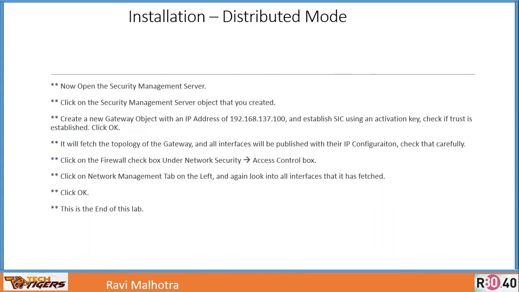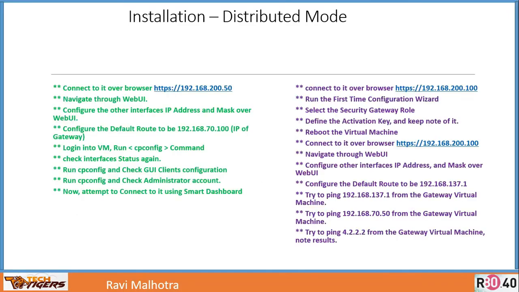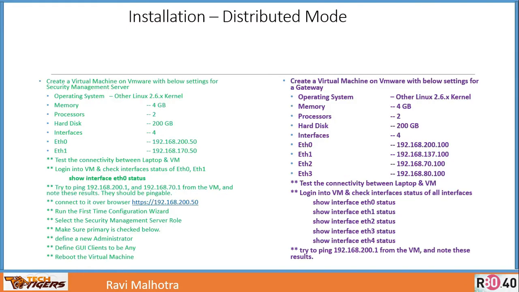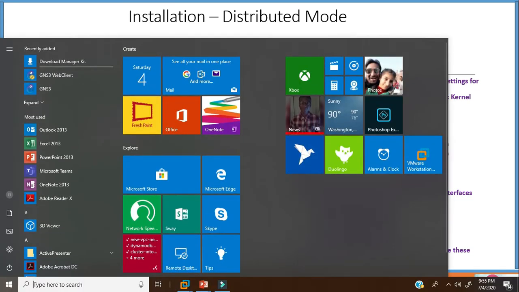Let me just start the stuff right now, okay? So create a virtual machine on VMware with below settings for security management server. Create a virtual machine on VMware with below settings for a gateway. Gateway, you see that 4 NIC cards. Management server, you see, alright, it also has 4 NIC cards, but we don't need 4 NIC cards, right? These are the IPs, these are the IPs, okay? So let me just start the process now.